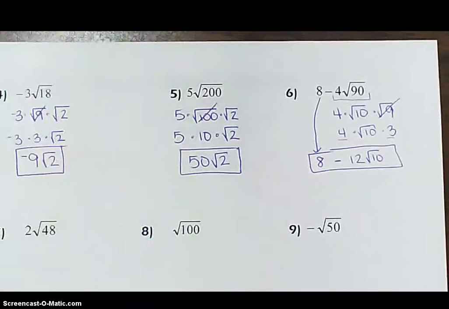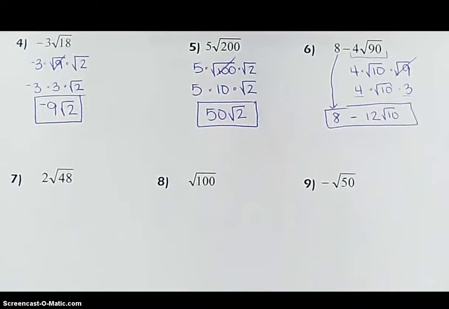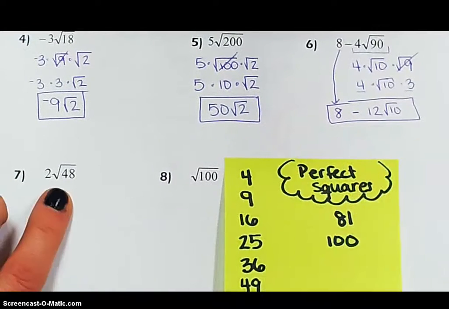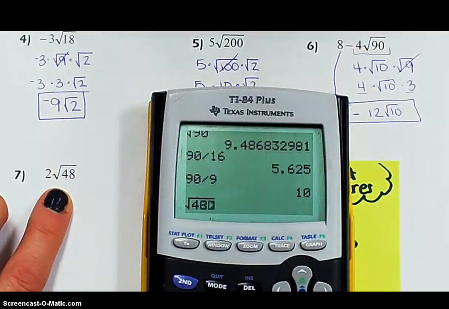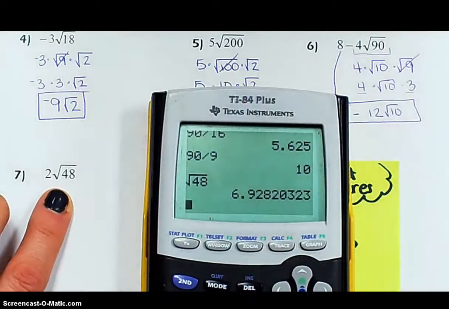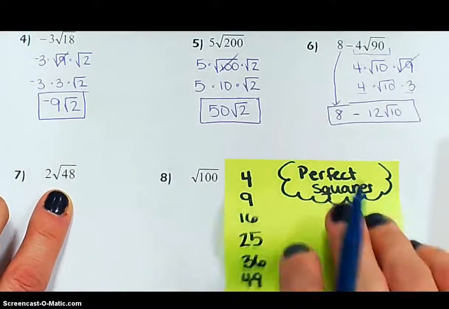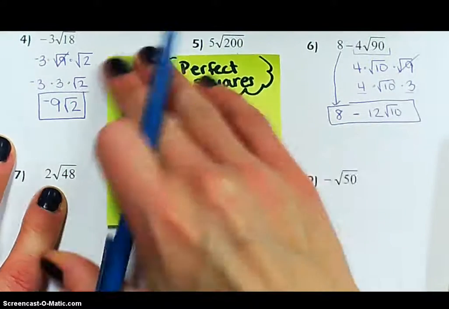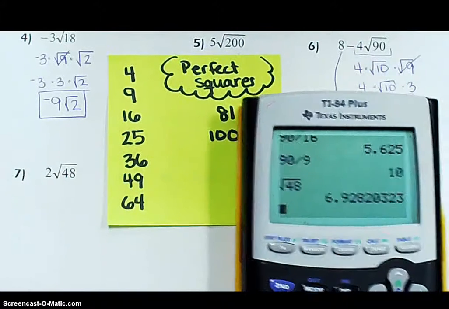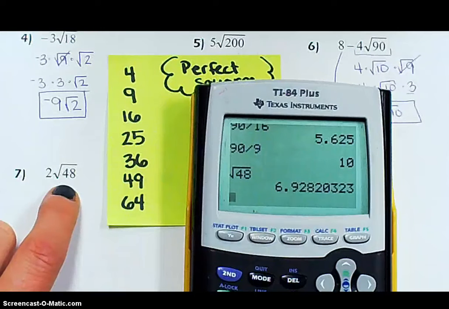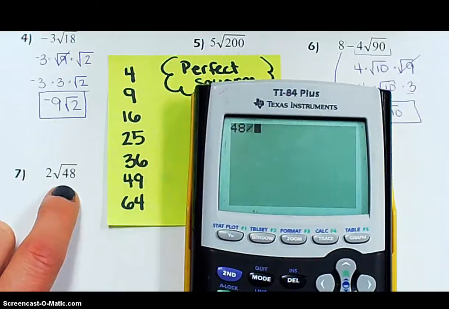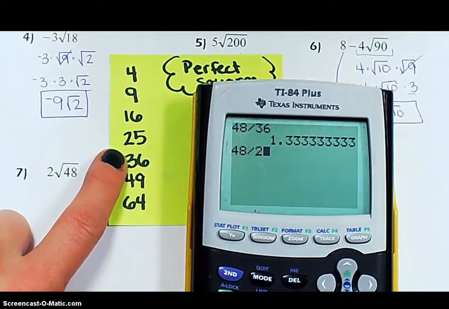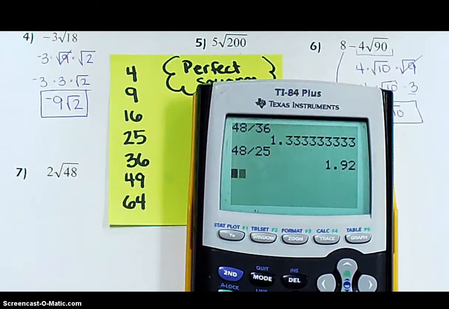Okay, let's go ahead now and let's try number 7. Okay, so number 7 we have radical 48. It is not a perfect square, it's irrational. So now we need to find a perfect square that goes into it evenly. So let's take a look here. Well, let's see. 36 is smaller than 48. So 48 divided by 36? Nope. 48 divided by 25? Nope. 48 divided by, the next one is 16? Yep, 16 is going to work.